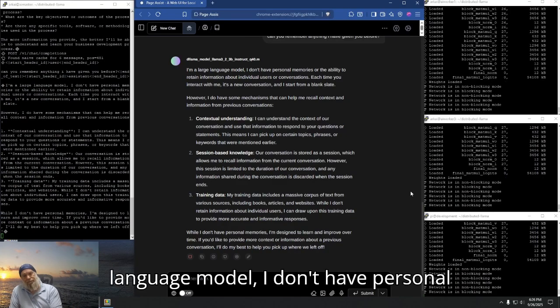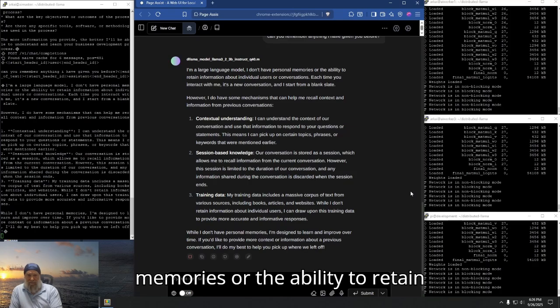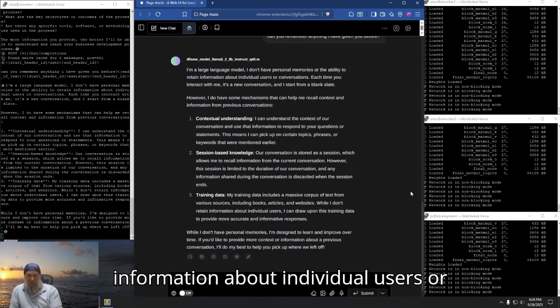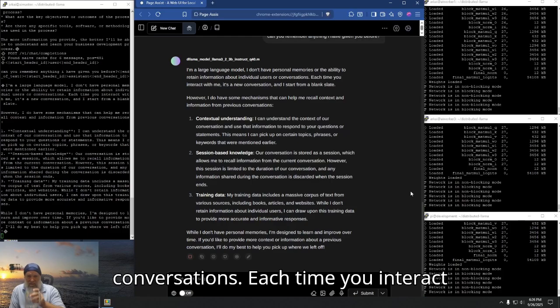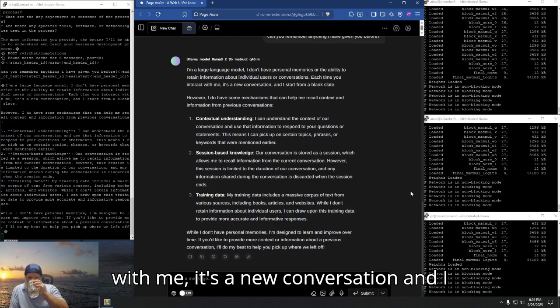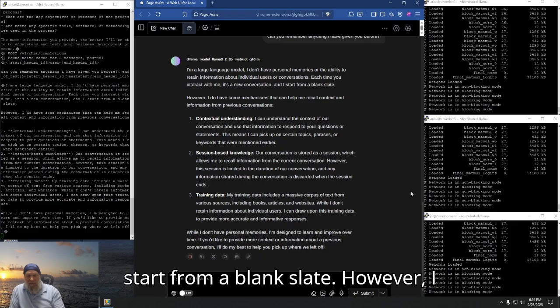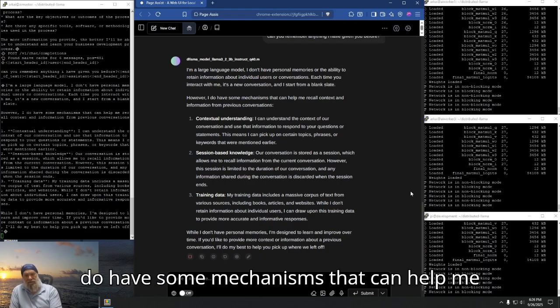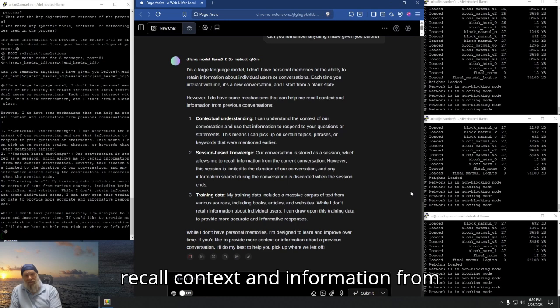As a large language model, I don't have personal memories or the ability to retain information about individual users or conversations. Each time you interact with me, it's a new conversation, and I start from a blank slate. However, I do have some mechanisms that can help me recall context and information from previous conversations.